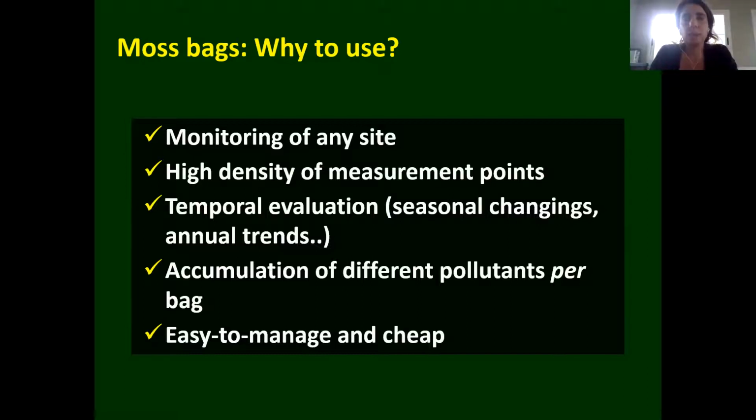For example, you can evaluate the change in pollution during the seasons, in summer, in winter, or, for example, over years. Another advantage is, as I told you, that with only one bag, you can analyze any type of pollutant. And in general, it's a very easy system to apply and also very cheap compared with other monitoring systems.